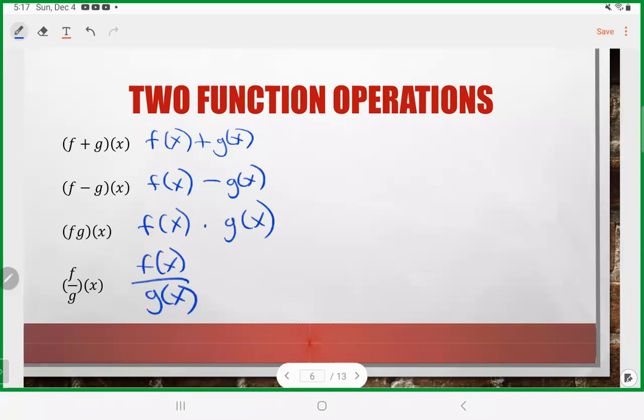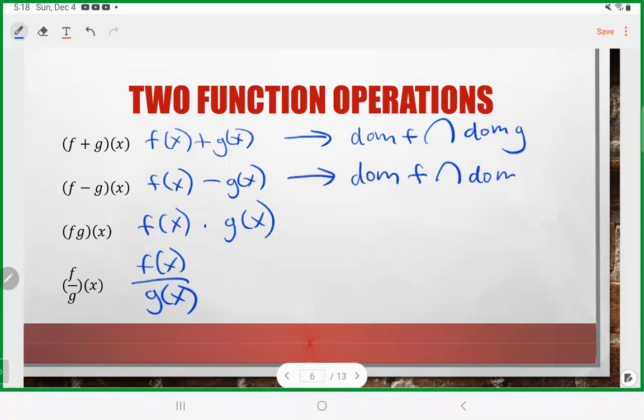Now again, you can find the individual domains. That's probably the first step when you want to find the individual domains of each of the functions when you're finding the function of both of them. Because if you want f plus g of x to be real, then both f and g have to be real. So x has to be both in the domain of f and in the domain of g. So the domain is just going to be the domain of f intersect with the domain of g, correct? And subtraction is very similar. Almost the same, right? Because subtraction is just adding a negative number. So similarly, it's also the domain of f intersect with the domain of g.